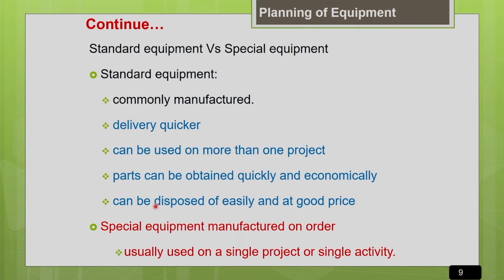That is why, before you plan for the purchase of special equipment, we have to work out the economics: the cost associated with the machine and the profit likely to be generated by purchasing it, and whether there is likelihood of future projects which can make use of this special equipment. All these things we have to plan rigorously and then plan for the purchase of the special equipment.